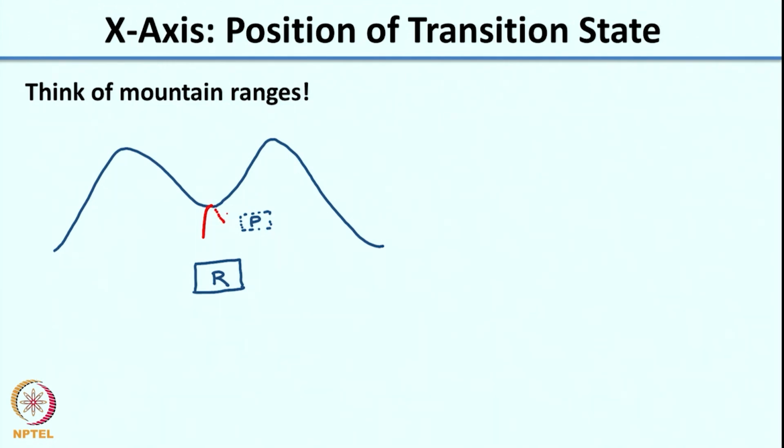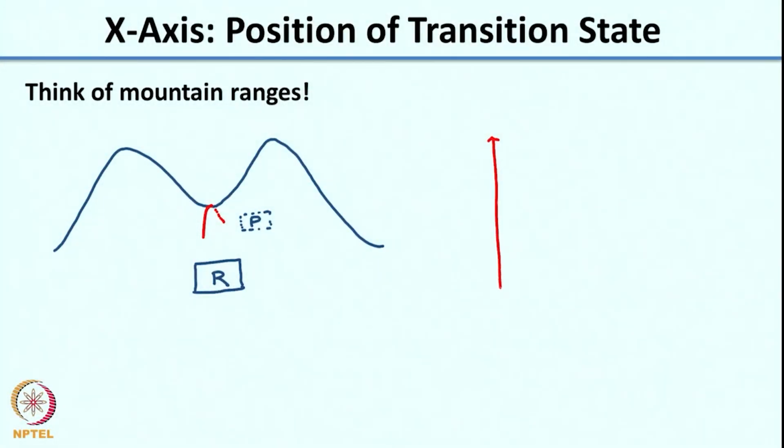As I told you, you can think of this as two cities, where you are trying to go from city R to city P. Now I would like to simplify this further for you. So the reaction coordinate for this would look something like this. There are multiple possibilities. One is that R and P are at similar heights. So you have a situation like this.